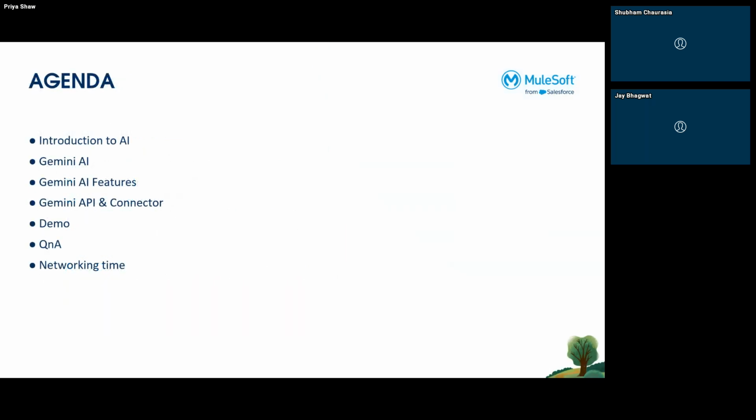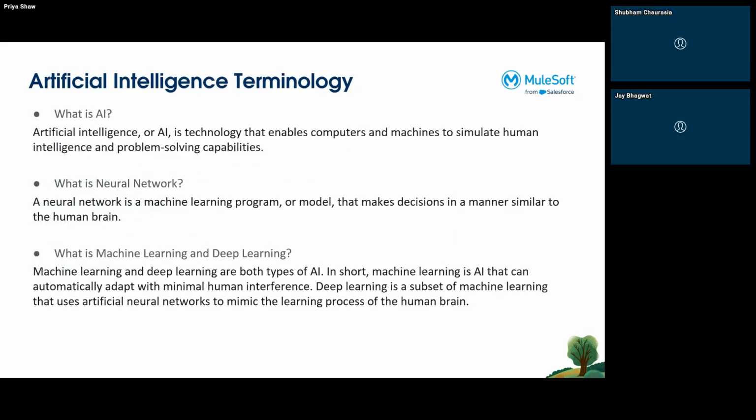So let's get started with the agenda. Today we will learn what AI is, and then we will see what Gemini AI is and its features, and then we will see how we can call the Gemini API. The exciting part is that we are also going to build a connector for the Gemini API, and we will be integrating it with our MuleSoft flow. That will come as a part of the demo. Then we are going to wrap up the session with networking time. So now let's get started with today's session.